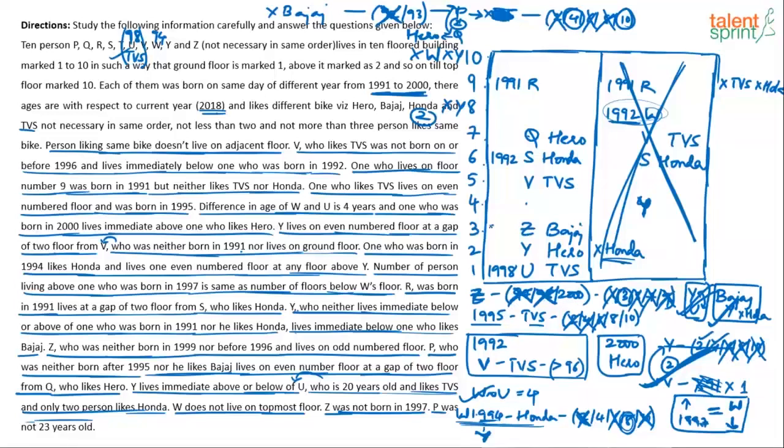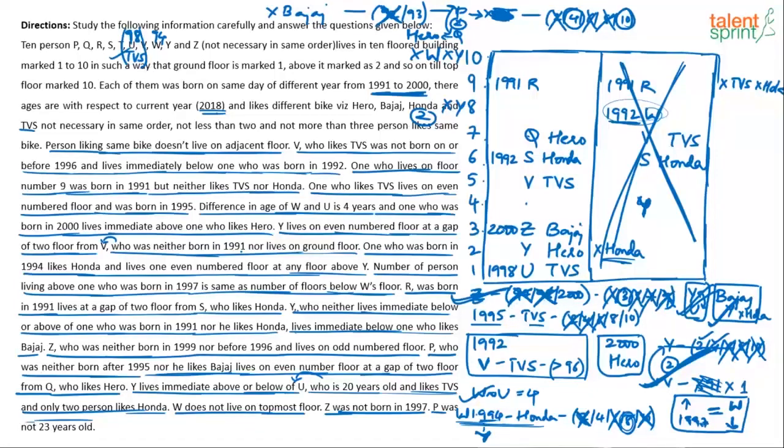And Z was born in which year? 2000. So this also is fixed. So this part is done. Z was born in 2000. He is on 3rd floor and he likes Bajaj. Anything else is there with respect to Z? There is no other clue with respect to Z. And if you see, this is also automatically verified.